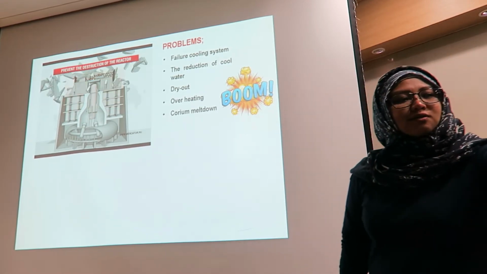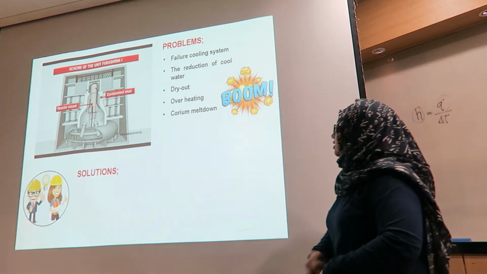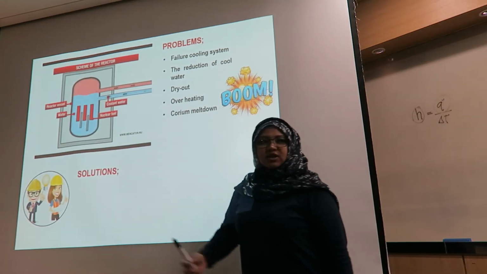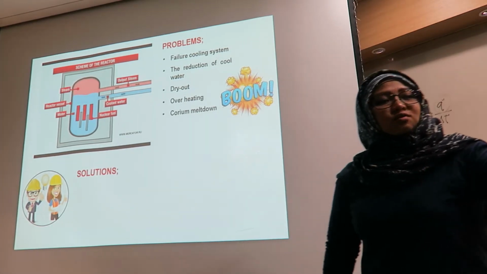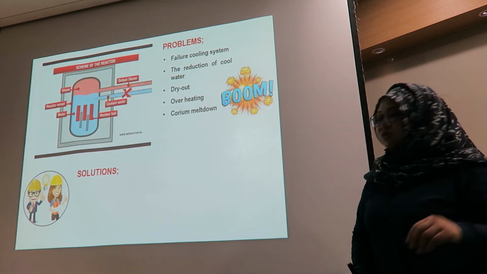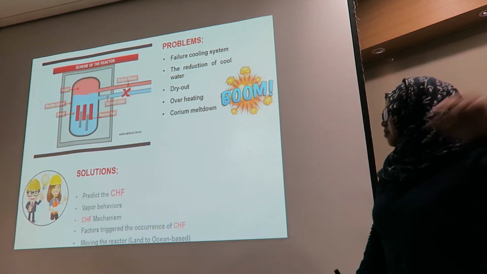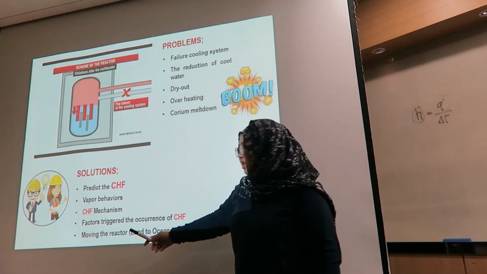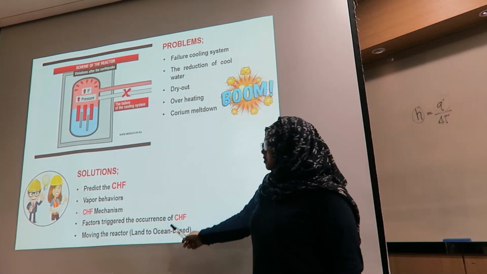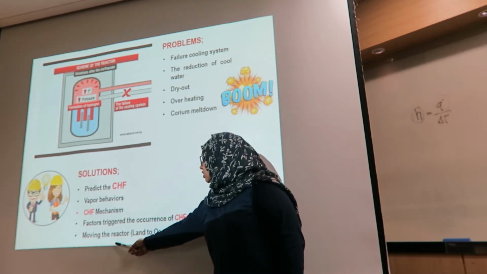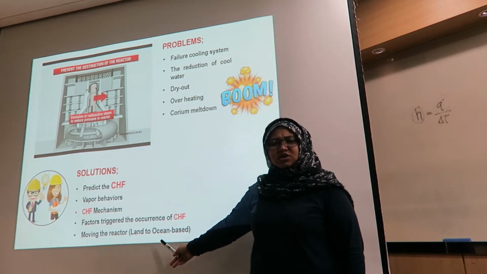Okay, so now as an engineer, we can see the main problem is actually the overheating. So we should know how to solve this problem. We should know how to predict the CHF and the vapor behaviors. What is the CHF mechanism? What are the factors that trigger the CHF? And another solution is moving the reactor from land to ocean.